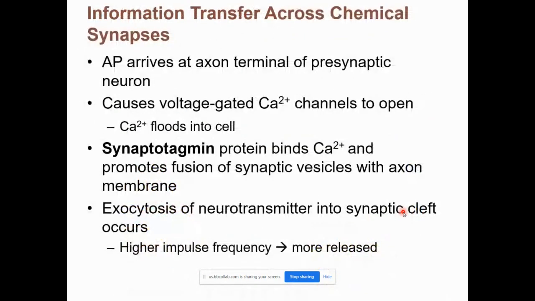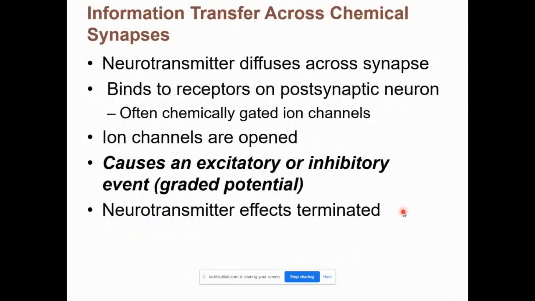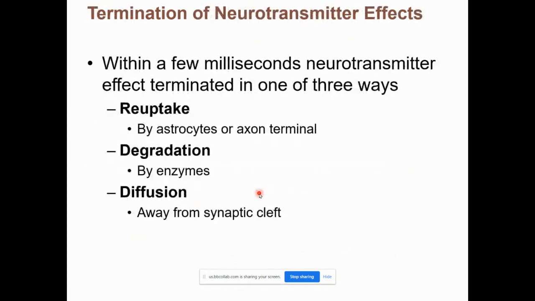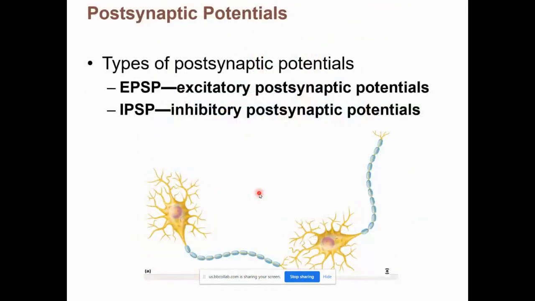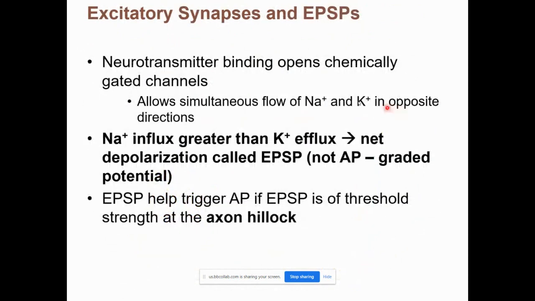All right, I'm going to go to the last part here. So we're talking about graded potentials now. Remember, you need a graded potential that's strong enough on the dendrites and cell body to reach the axon hillock before you can get an action potential. So these are two types of, it doesn't say it here, but it should, graded potentials. They can either be excitatory or inhibitory. So we call them EPSPs or IPSPs, excitatory or inhibitory postsynaptic potentials.